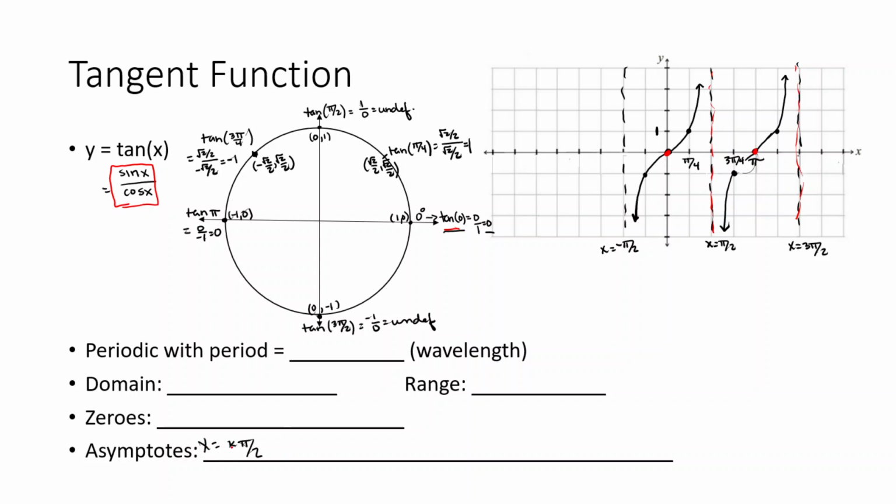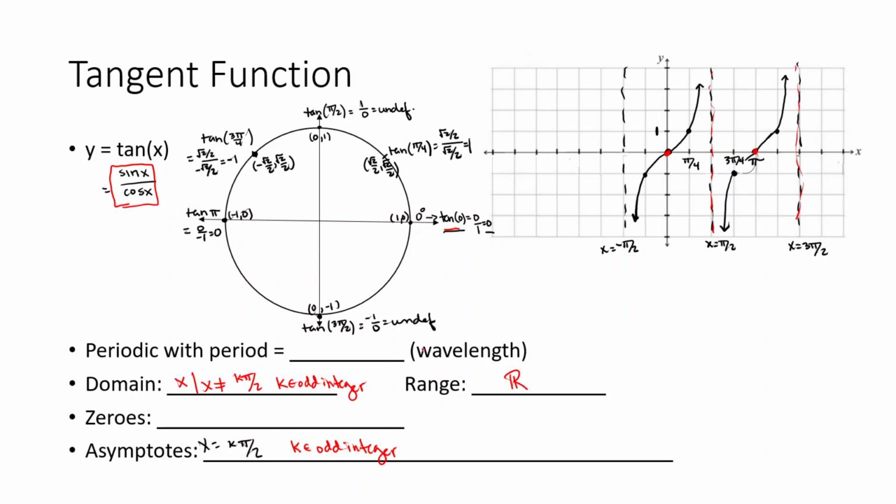Okay, so x equals k pi halves is an asymptote as long as k is an odd integer. Okay, our range is all reals and our domain is simply x not equal to the k pi halves for k an odd integer.